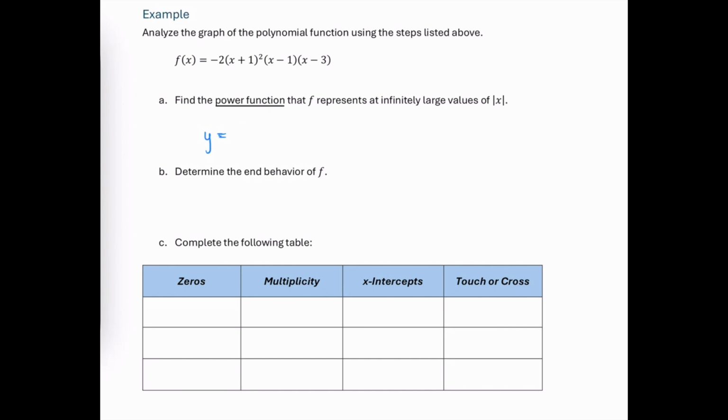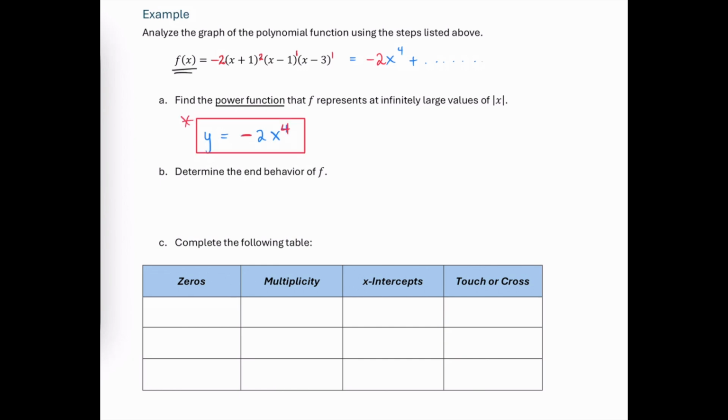But multiplying out the whole function could take a long time, so we focus our attention on the degree of the polynomial, which is determined by adding the powers on all the x's up. We see that this is going to be a fourth degree polynomial that is then multiplied through by a -2, so that leading term is -2x to the fourth, plus there would be a lot of other terms that follow if we were to multiply that out. But all we need for that power function is the leading term.